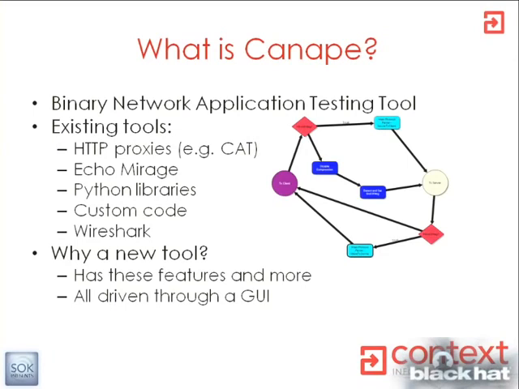It also has a nice GUI, so we're not just looking at Python scripts and stuff. We've got a full GUI. There's a picture there of a graph of how it all displays out, which makes it a lot quicker and easier to get into the protocols. And it's totally free. You can go to the website, canape.contextis.com, and download it now.